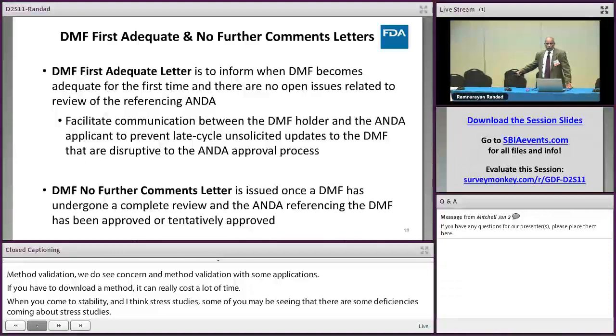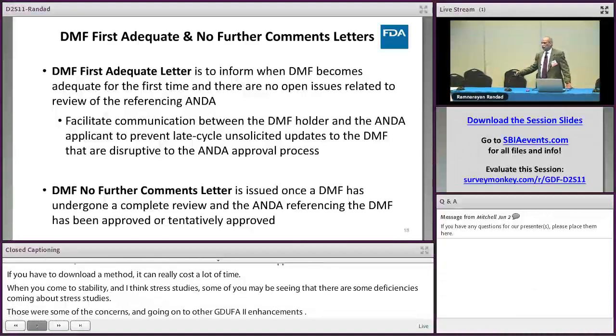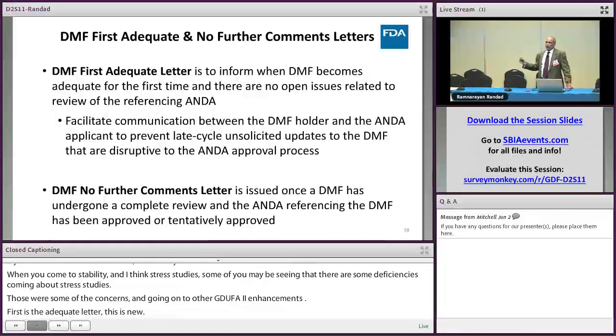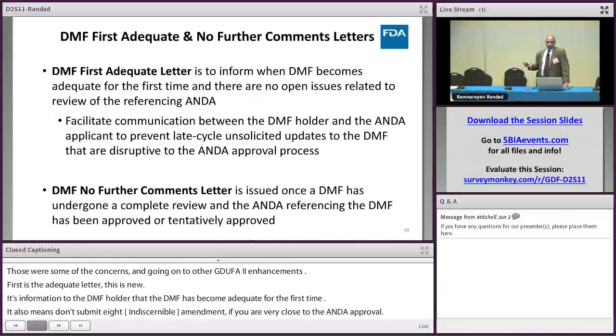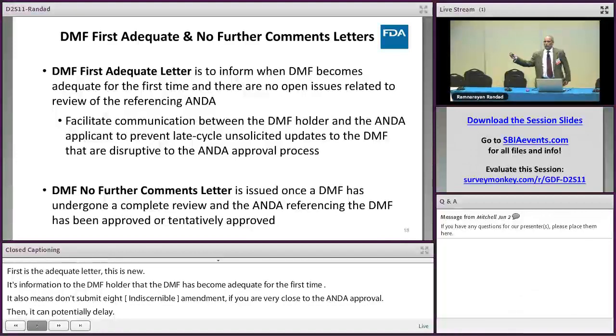We have the first adequate letter. This is new. It is just information to the DMF holder that the DMF has become adequate for the first time. It also means don't submit a gratuitous amendment if you are very close to the ANDA approval, because then it can potentially delay things. The no further commitment letter is very similar to the adequate letter, but this letter comes when the ANDA is approved or tentatively approved.